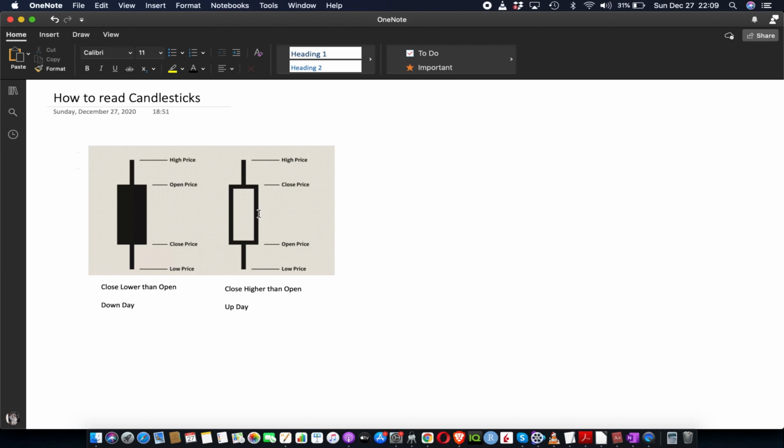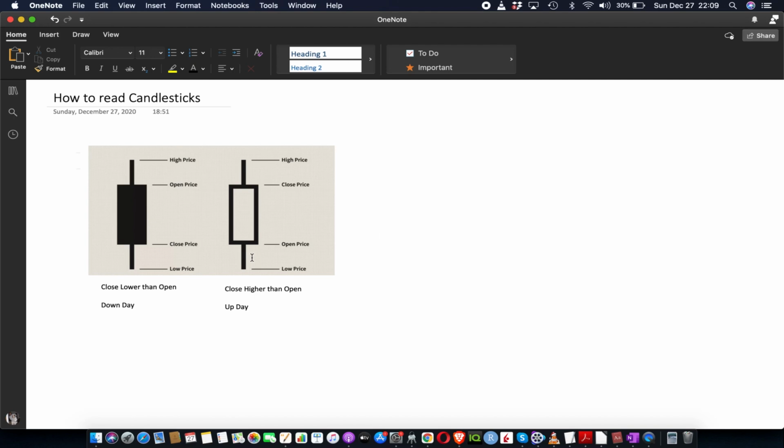Now real bodies can be long or short and black or white, and similarly shadows can be long or short. So everything really depends on the price action for the time period you're looking at, and that determines the shape of this candlestick. So with this, you can get a good understanding of how to read the candlesticks.